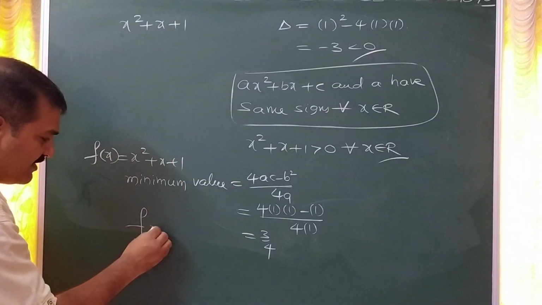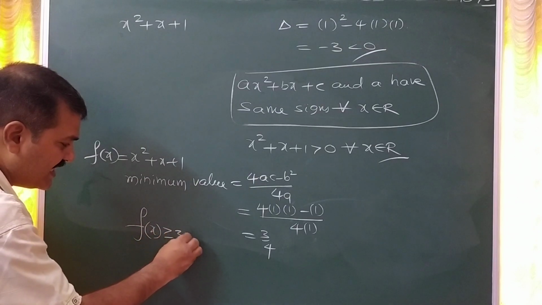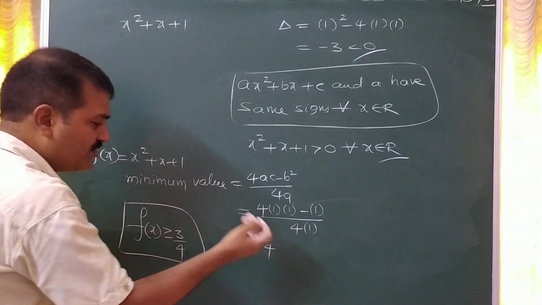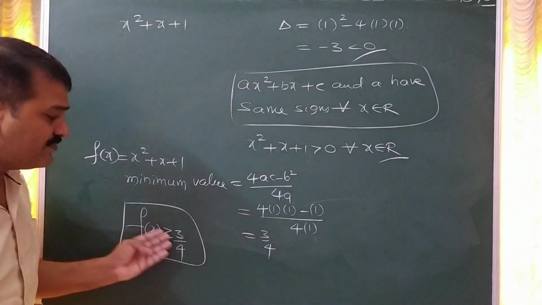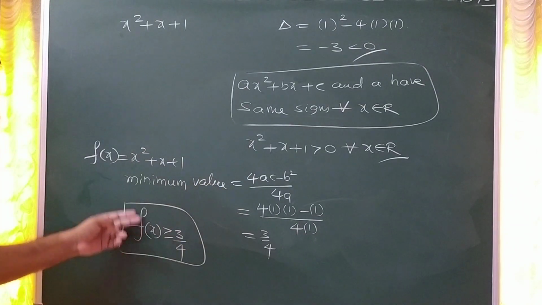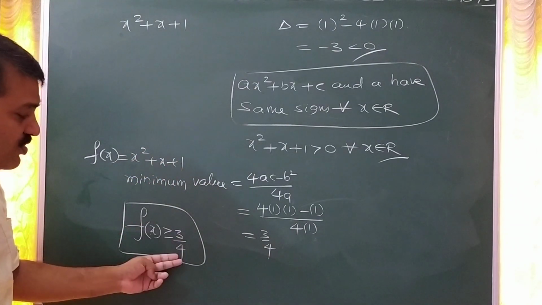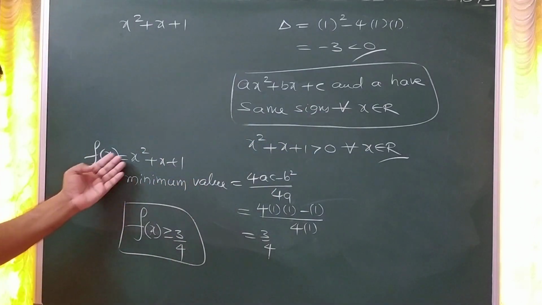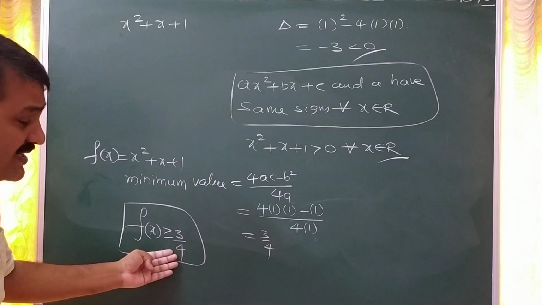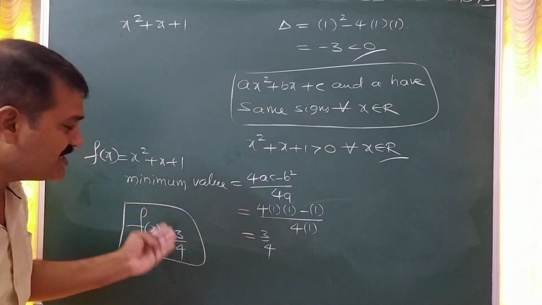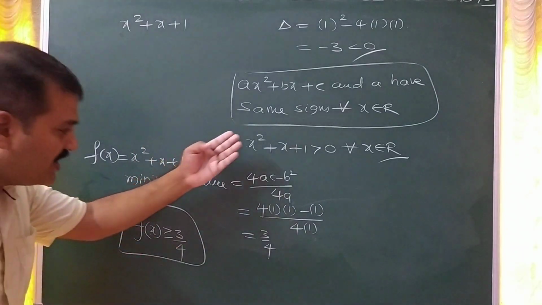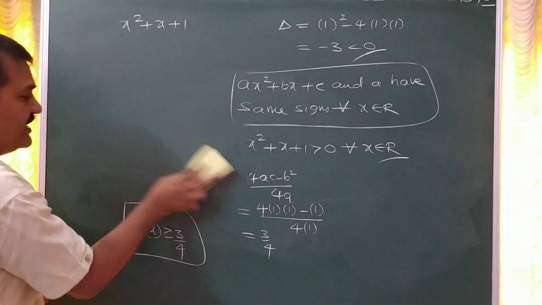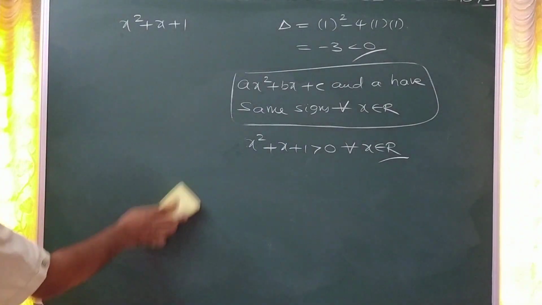That means f of x is always greater than or equal to 3 by 4. Because the minimum is 3 by 4, the expression is going to be 3 by 4 or more than that, so it will always be positive only, no? Okay, f of x is 3 by 4 or more, that means it is positive only. That is what we got here, and that is what I showed you by finding the extreme values. Okay, so this is about the delta less than 0 case.